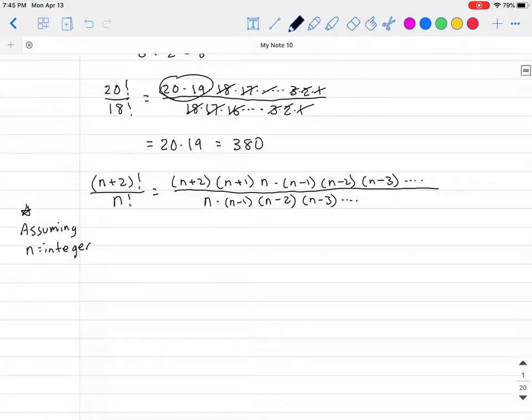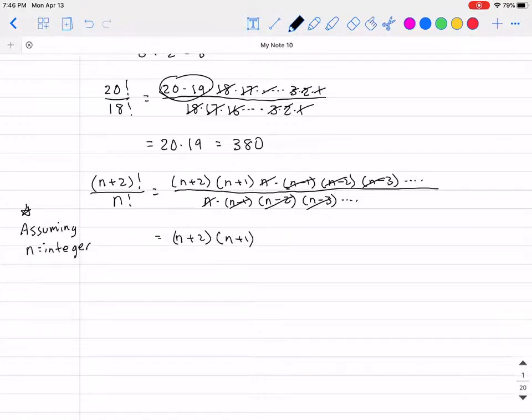So in the same manner as the problem above, we can see now that some of these factors will actually cancel out. The n's will cancel out, n minus 1, n minus 2, n minus 3, and so on. So now all that's left is just the n plus 2 multiplied by the n plus 1. And there you go.